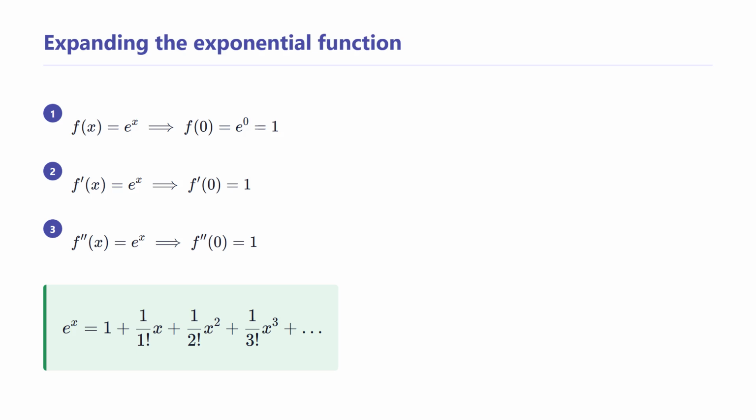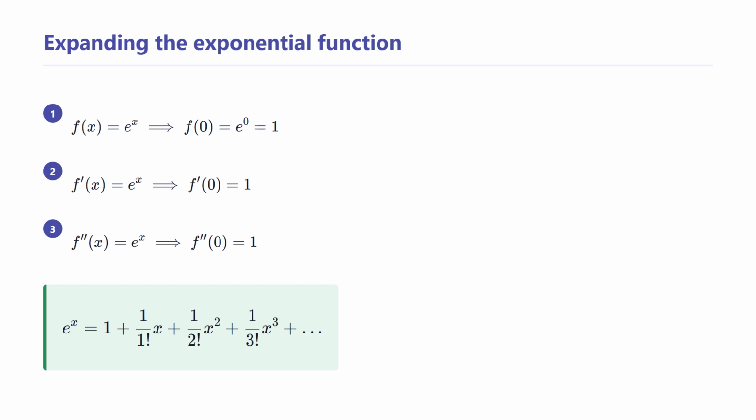Before we move on, let us see this with a concrete example. Let us find the Maclaurin series for the exponential function, e to the power of x. Our goal is to turn this exponential curve into a polynomial. First, we evaluate the original function at 0. Any non-zero number raised to the power of 0 is exactly 1.